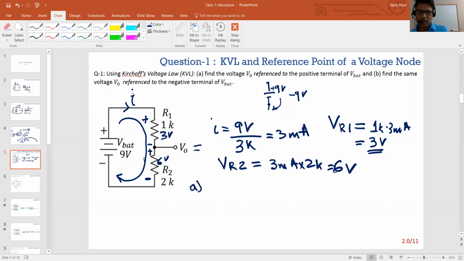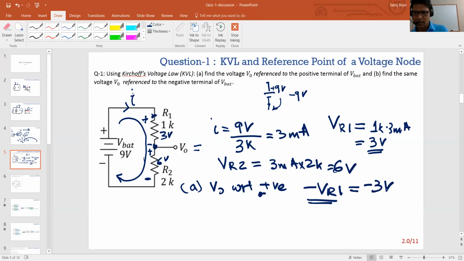So the first part of the question is, what is V naught with respect to the positive terminal, and that's nothing but minus VR1, right? Because the way I defined it, the voltage across R1 is positive here and negative here. That means I've defined the voltage of this node with respect to this, but I'm asking it the other way around. I'm asking what this node is with respect to this, and that's minus VR1, which is minus 3 volts, right? So that's your first answer.